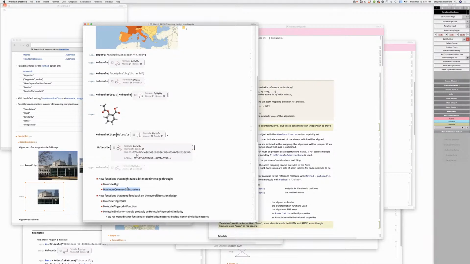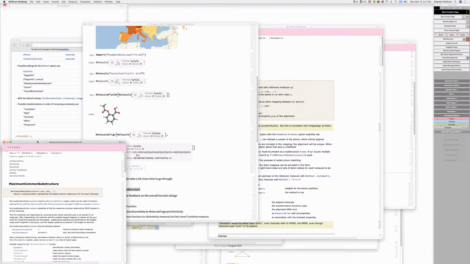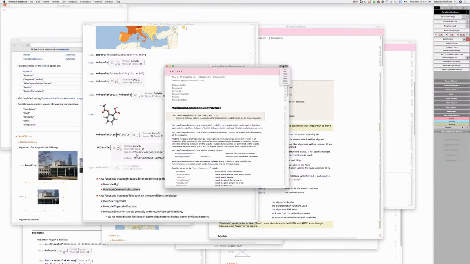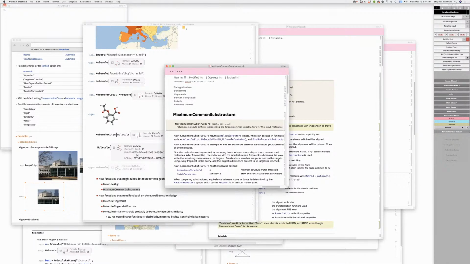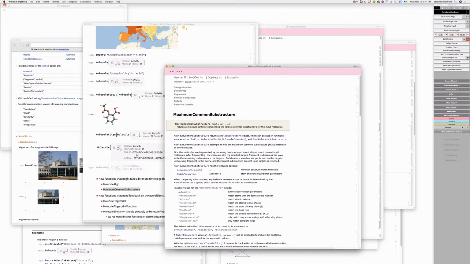Maximum common substructure. So is that something specific to molecules, or is that supposed to work for any? Because that name certainly doesn't have the word molecule in it, but it is. I'm not aware of any other field that's interested in maximum common substructure. I can imagine expressions being interested.